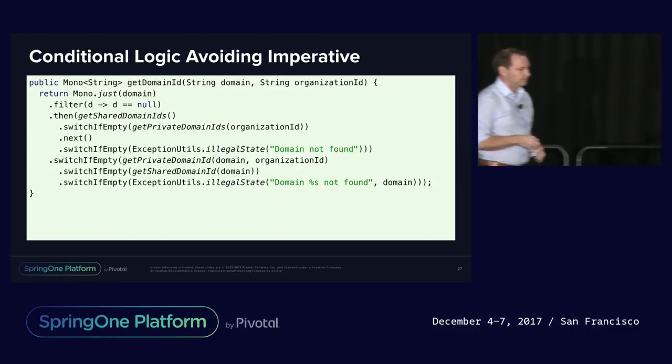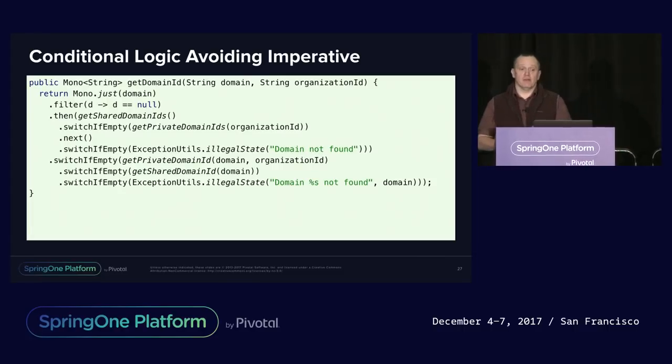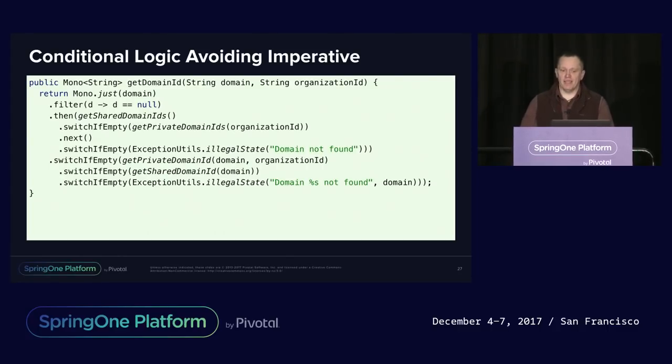Okay. So that was option one. But option two is we were given a domain that we should be searching on. So I go to my third switch if empty. I do a get private domain. If that comes back empty, I do a switch if empty. I get shared domain if that's empty. Switch if empty, domain with a particular name is not found.